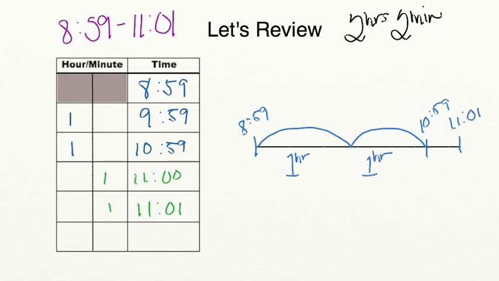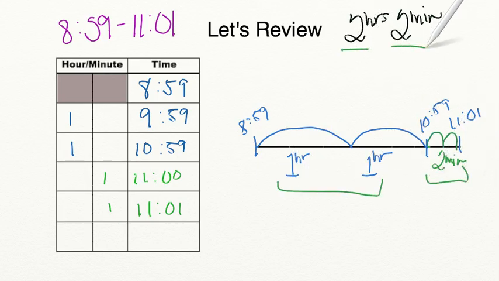Now I'm ready to move into 1-minute intervals because, again, 5 and 10-minute intervals will put us past our end time. From 10:59 to 11 o'clock is 1 minute, and then 11 o'clock to 11:01 is 1 more minute. So that's 2 minutes in all. And when we add these together, we have 2 hours, as we had above, and 2 minutes, which matches the amount of elapsed time that we found using the T-chart.